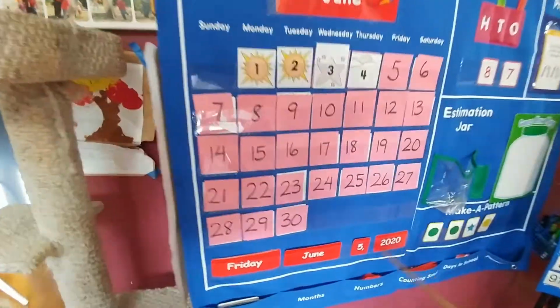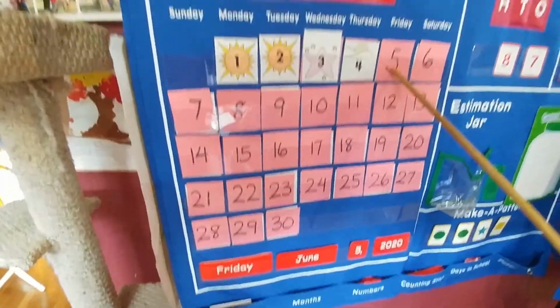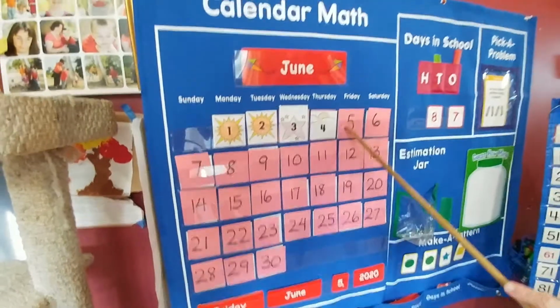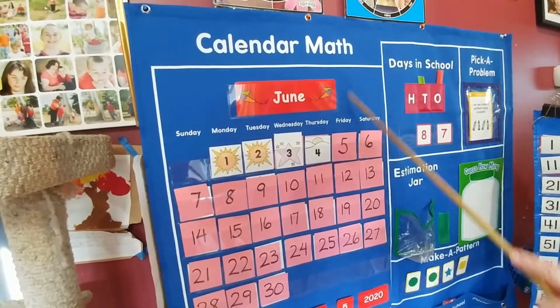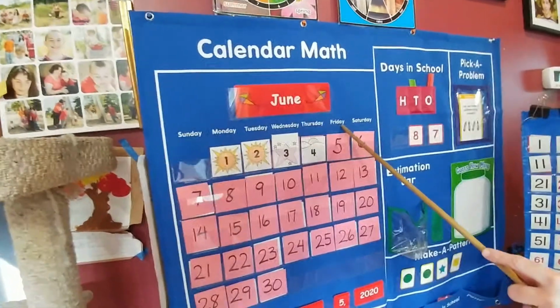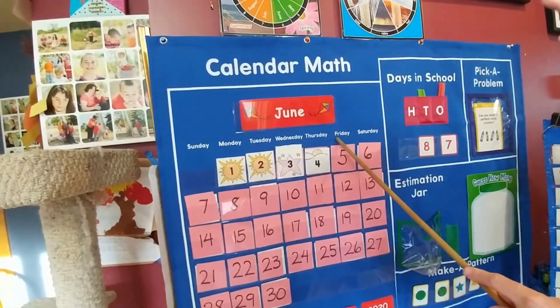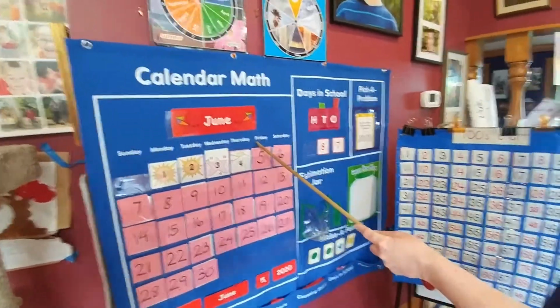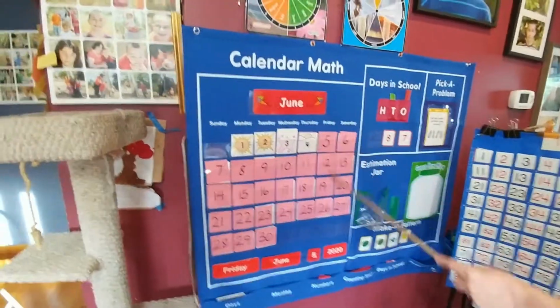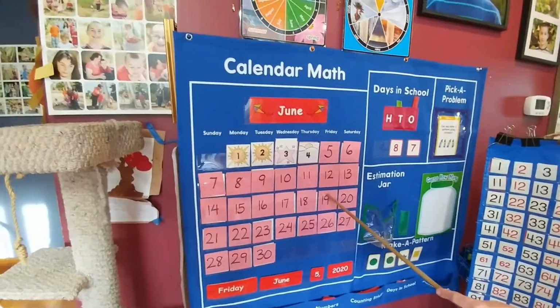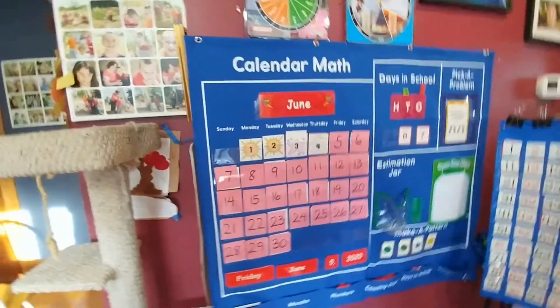Today is June 5th, 2020. Today is Friday. If I look at my 5 up here for June 5th, at the top of the column, a column goes up and down, is Friday, the word Friday. Friday starts with our F. F for Friday. There are how many Fridays in June? 1, 2, 3, 4. 4 Fridays in June.